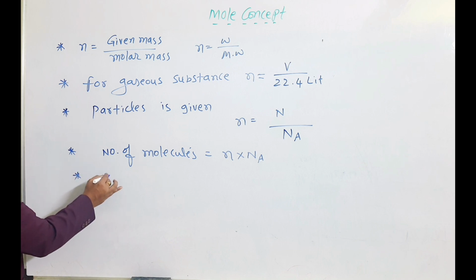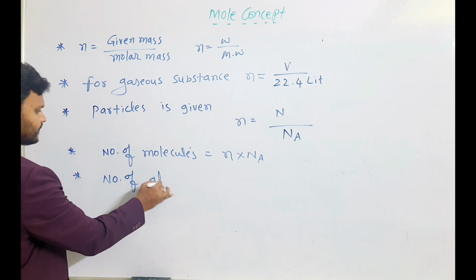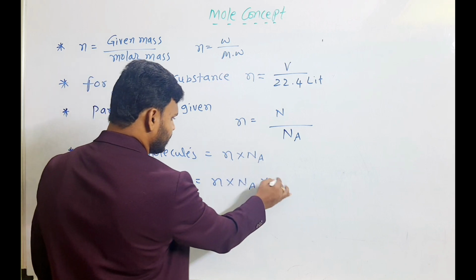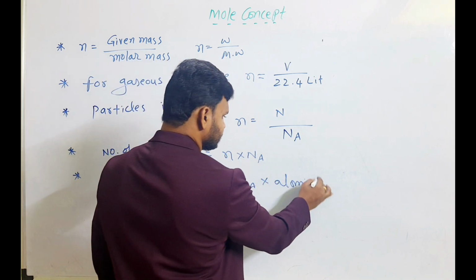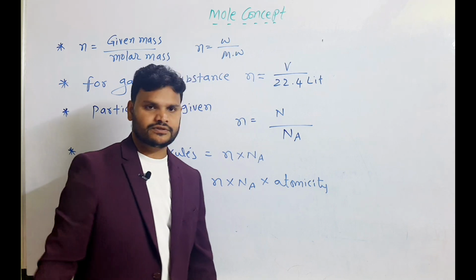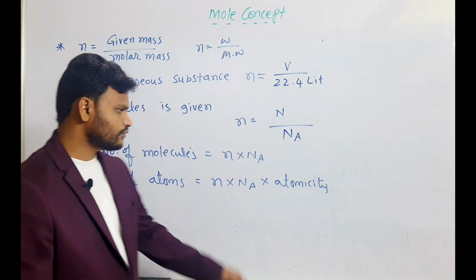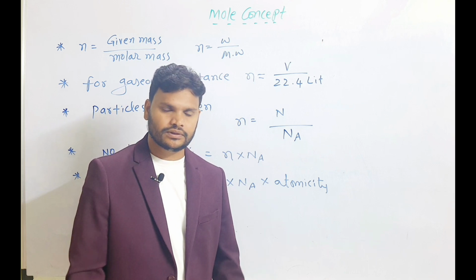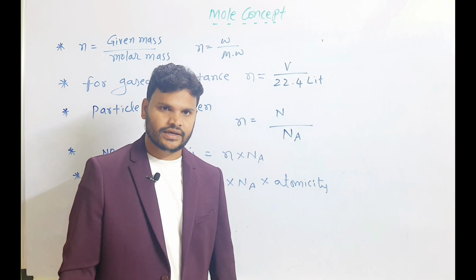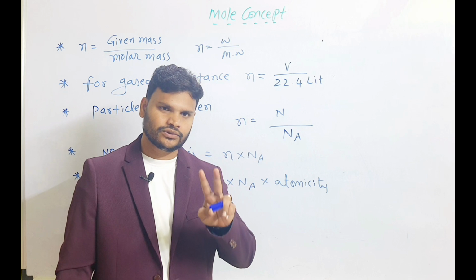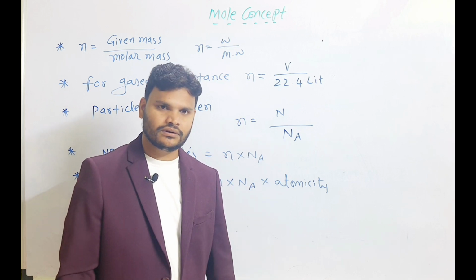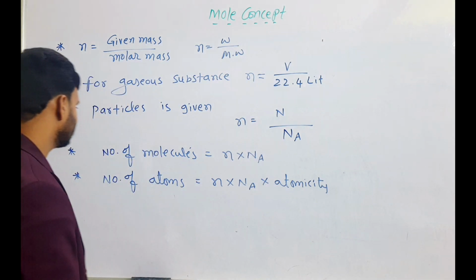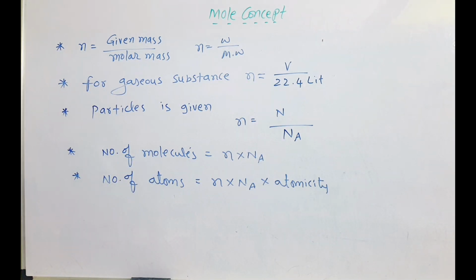Next, number of atoms. This is the formula: n × Na × atomicity. Atomicity is nothing but number of atoms per molecule. Suppose तुम N2 ले लो, atomicity कितना होते? 2 होते. अगर O2 ले लो, atomicity कितना होते? 2 होते. अगर HCl ले लो, atomicity कितना होते? 2 होते. CO2 ले लो, atomicity कितना होते? 3 होते. ओके ना? ऐसा. So number of atoms equals n × Na × atomicity. This is the formula.